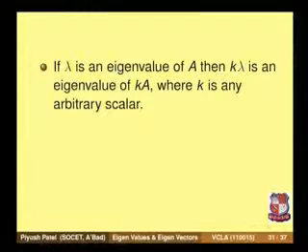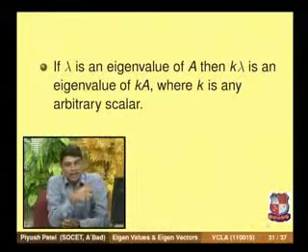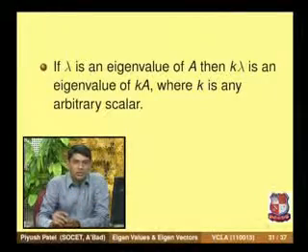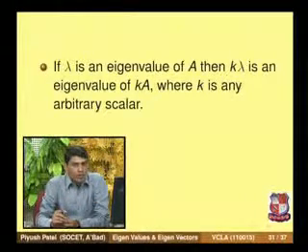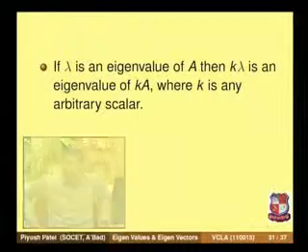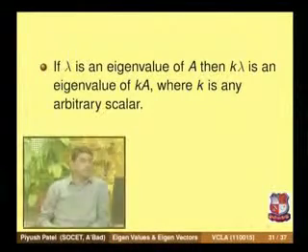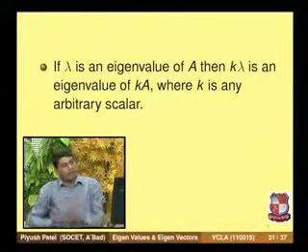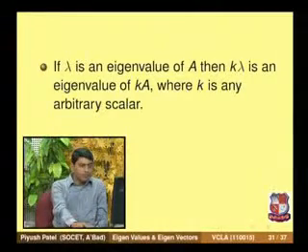Next property: if lambda is an eigenvalue of A, and you take a constant multiple of the matrix A, that is, any scalar K and the matrix KA, then the eigenvalues of the matrix KA are K times lambda, where lambda is an eigenvalue of A. So you can easily find the eigenvalues of the matrix KA, and in this case the eigenvectors remain the same. That is, the corresponding eigenvectors of A and of KA are the same.